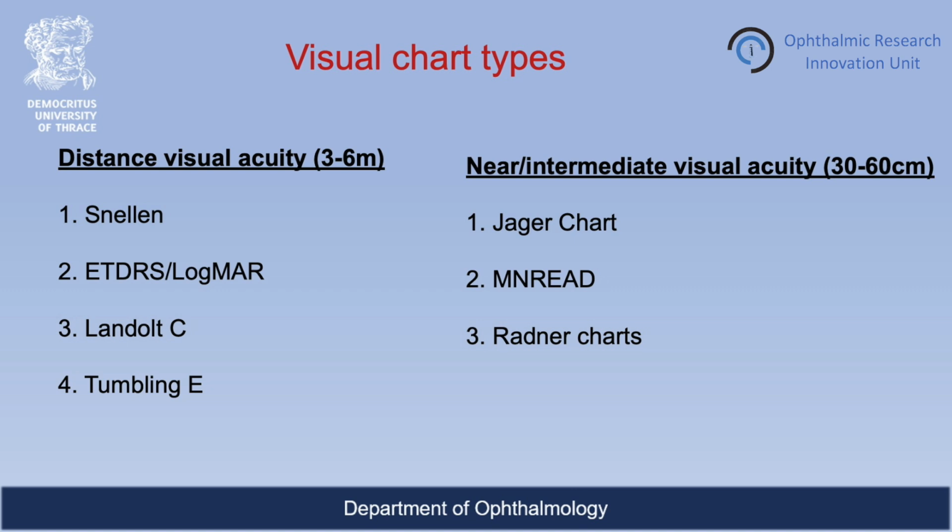There are several types of visual charts, with the Snellen chart, the ETDRS chart, the Landolt-C and Tumbling E chart being the most prominent for the evaluation of distance visual acuity, whereas the Jaeger chart, the MN Read and Radner charts are used for the evaluation of intermediate and near visual acuity.